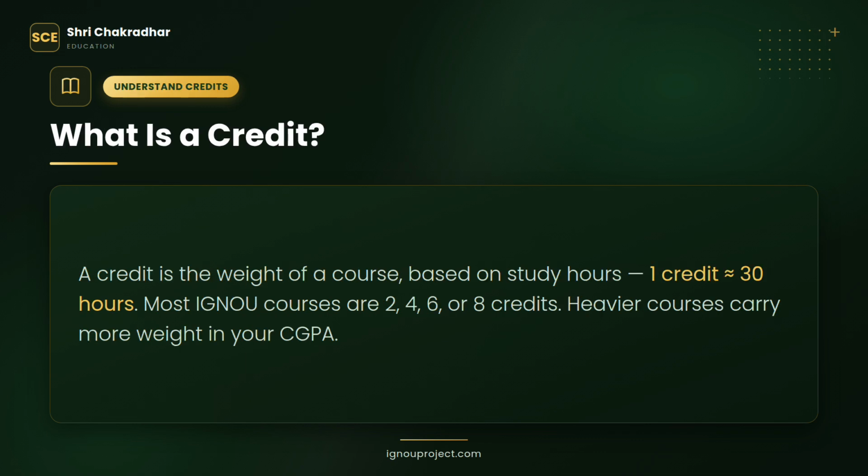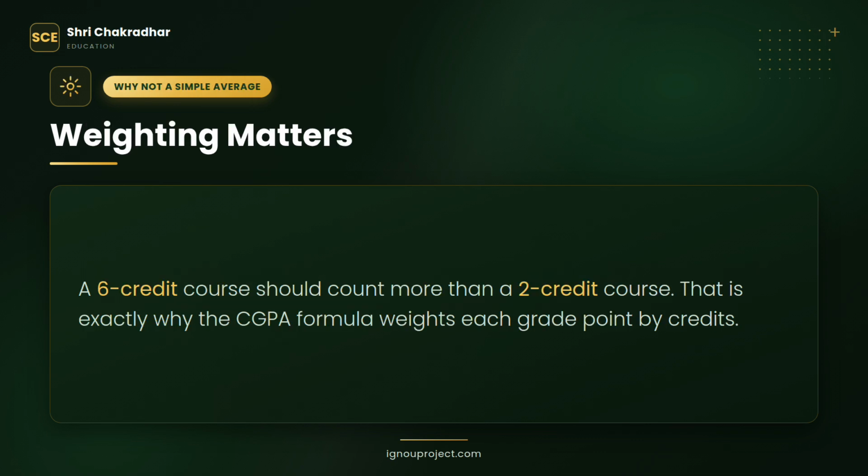Now let us understand credits. Every IGNOU course carries credits based on the study hours it demands. 1 credit is treated as roughly 30 hours of study. Most IGNOU courses are 2, 4, 6, or 8 credits. A heavier course carries more credits, so it has more weight in your CGPA. This is why we do not simply average the grade points. A 6-credit course should count more than a 2-credit course. That is exactly what the CGPA formula does.